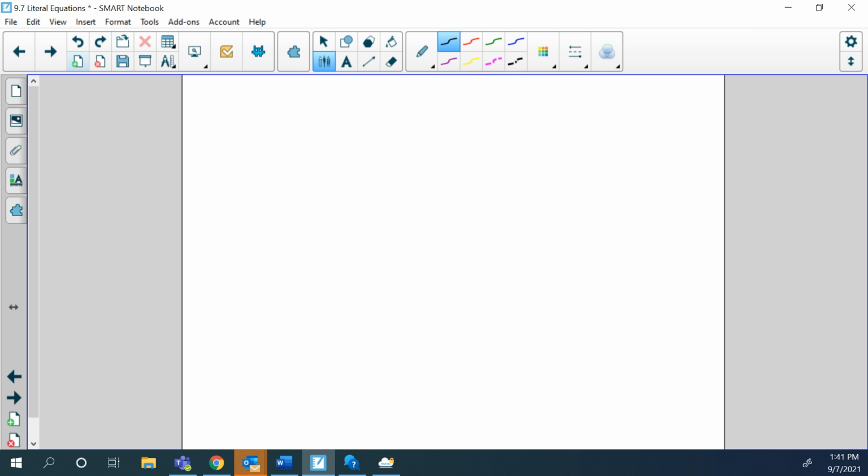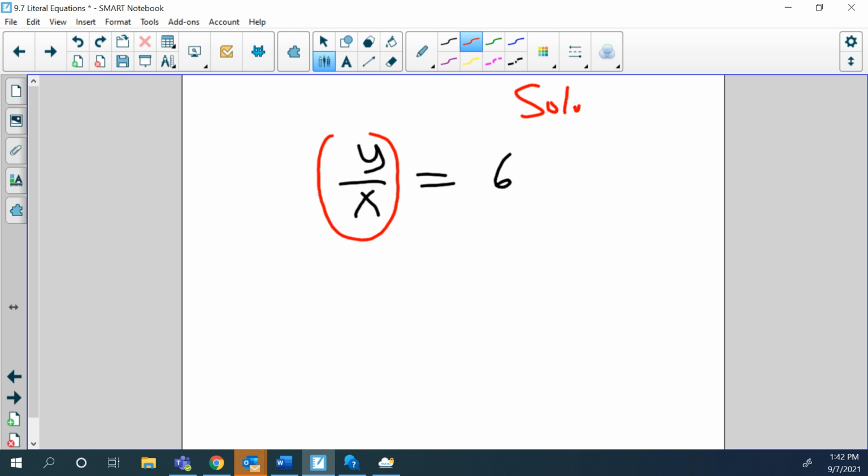Now there's one problem that's on the homework you'll see. What if you have y over x is equal to 6, and you're asked to solve for y. Now, look at this operation right here. What is going on here? That's a division, all right? You want to solve for y. So this is a division right here.